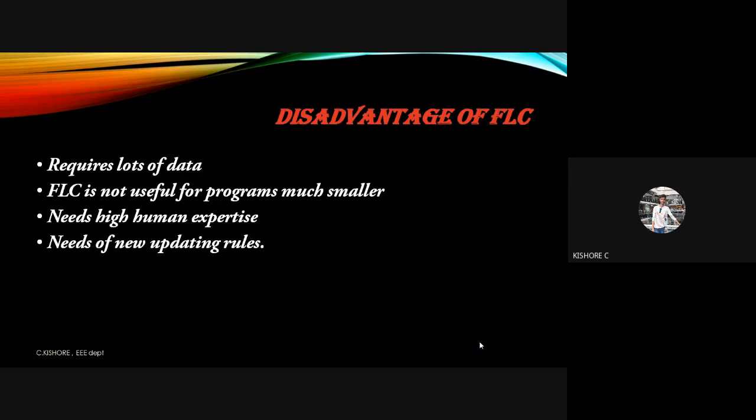Disadvantages. This is not a main big problem in fuzzy logic, which means it requires lots of data. FLC is not very useful for programmers. It needs high human expertise, and we need to update it many times as per the human language linguistic rules, etc.